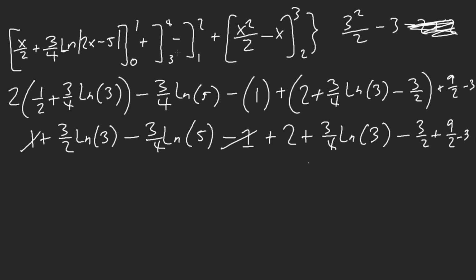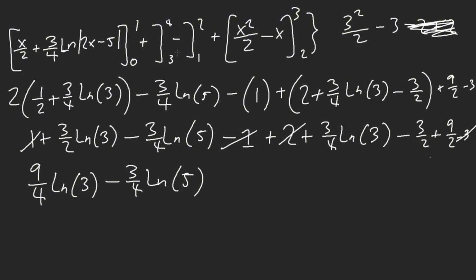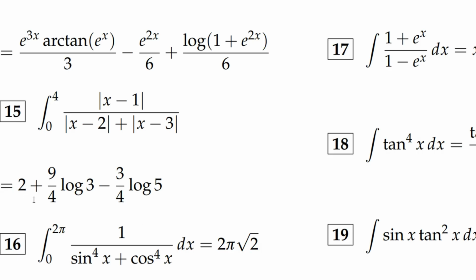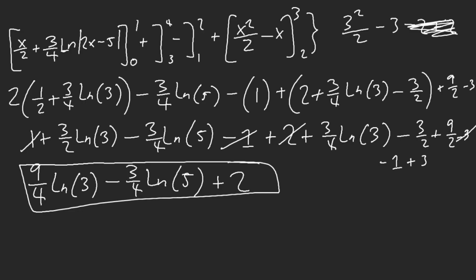The ln of 3, we can combine these two. It's ln of 3's, right? Times 2, 6 over 4. We get 9 over 4. 9 over 4 ln of 3. Minus 3 fourths of ln of 5. And then 2 minus 3 is minus 1. So we have minus 1. And then we have like 6 over 2, which is like plus 3. So we have like plus 2. Is that our answer? 2, 9 fourths ln 3, minus 3 fourths ln 5.